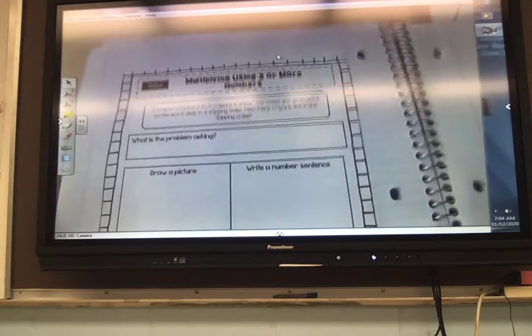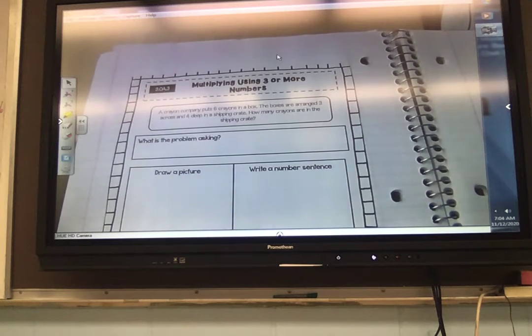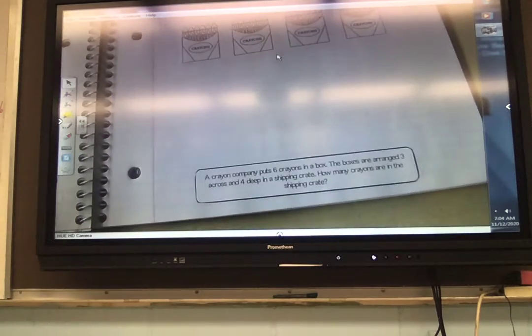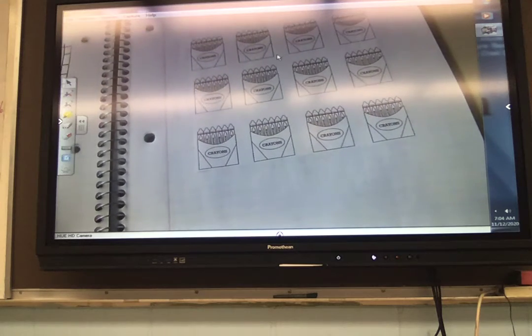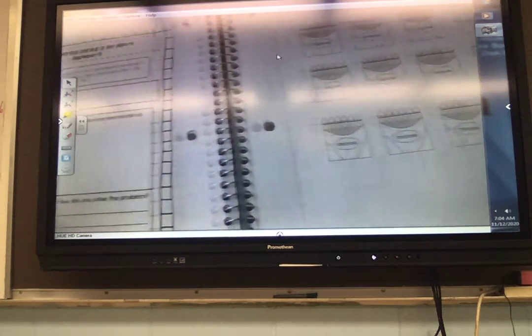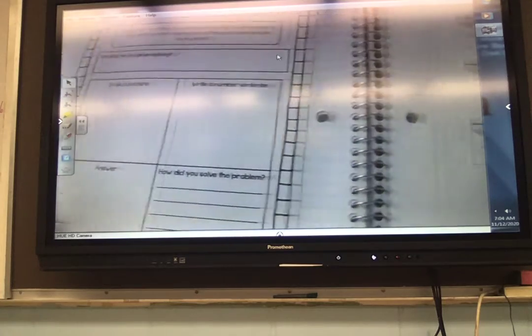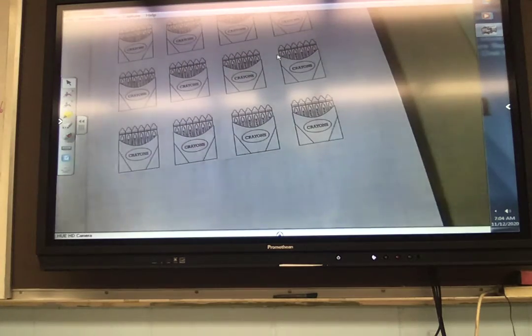So this one is the page that says multiplying using 3 or more numbers. It's got a word problem about a crayon company. And then attached to this page, you'll see the same word problem on another page that's got the crayon boxes. We're going to actually do this page first, but our word problem page is right beside it. So we can actually see both of these at the same time. So let's look at our word problem.